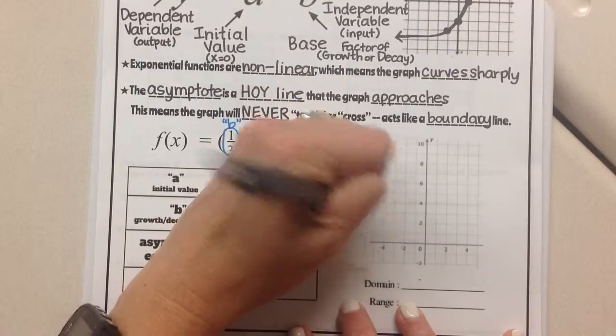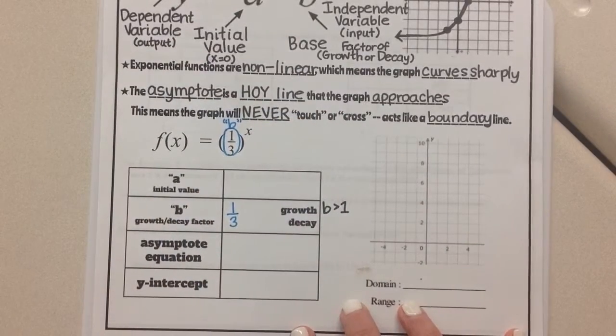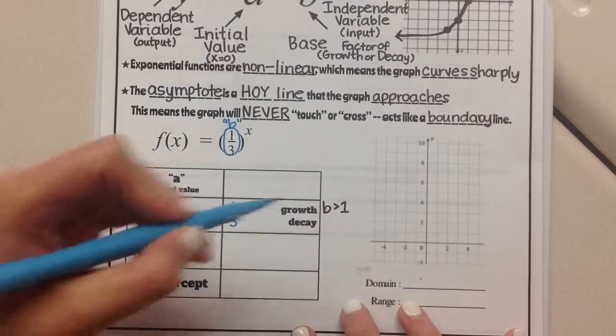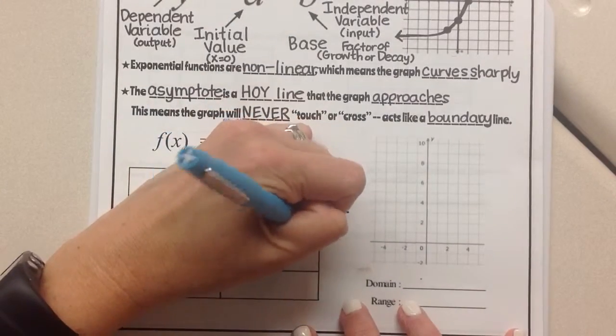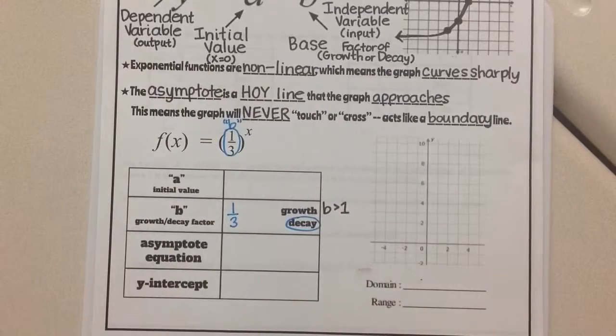Now, if you want to tell if it's growth or decay, you really only need to focus on growth. If your b value is greater than 1, it is always growth. And if it's not greater than 1, then it can't be growth, it has to be decay. So 1/3 is not greater than 1, so it is decay. Again, we're going to look at decay factors and exponential graphs that decay in a later lesson.